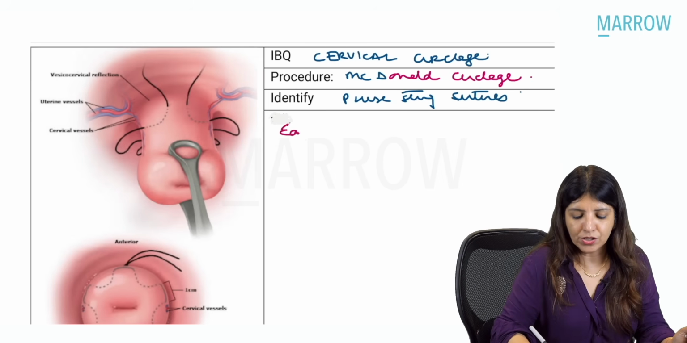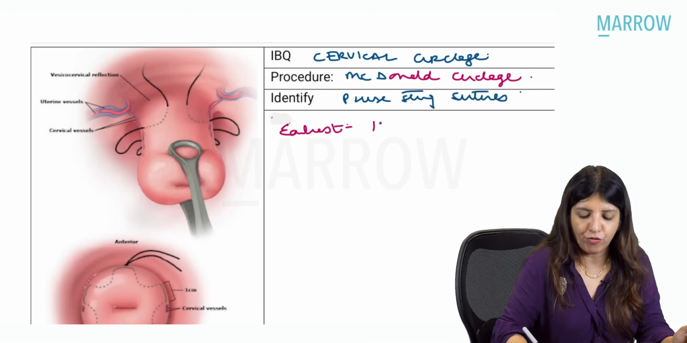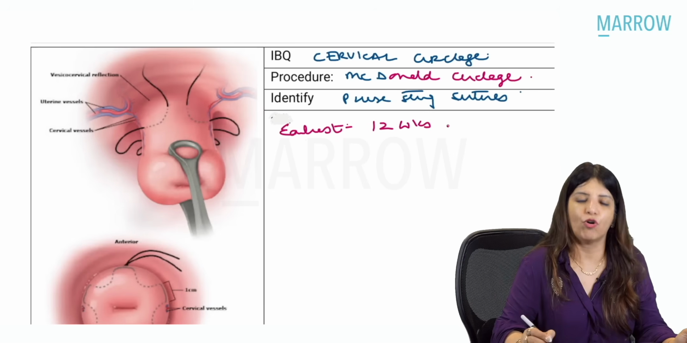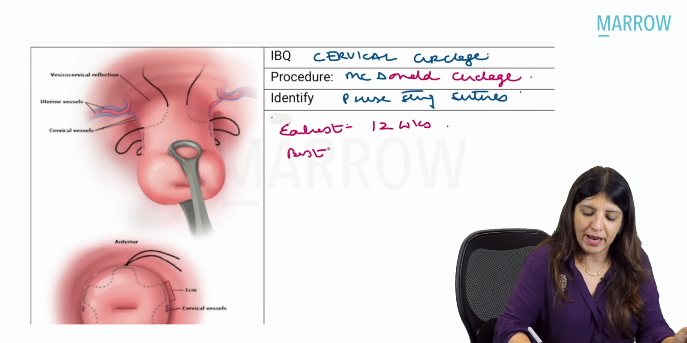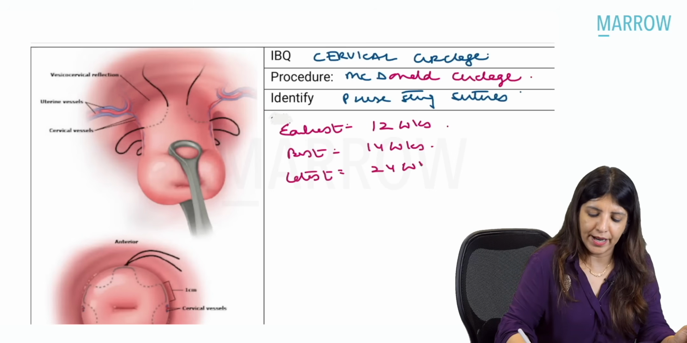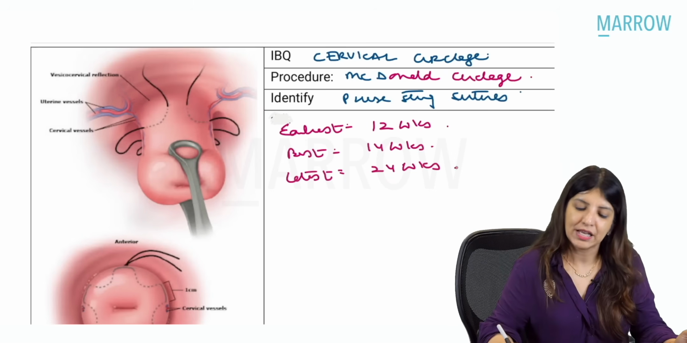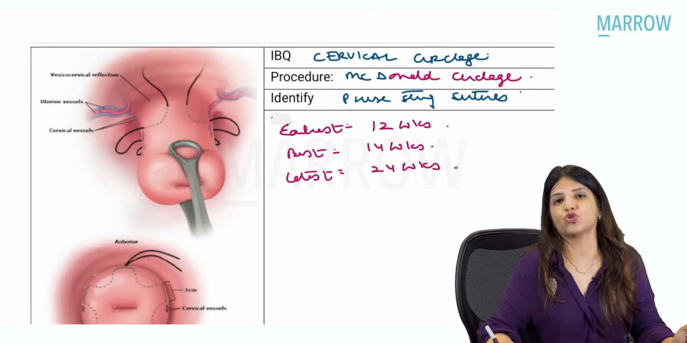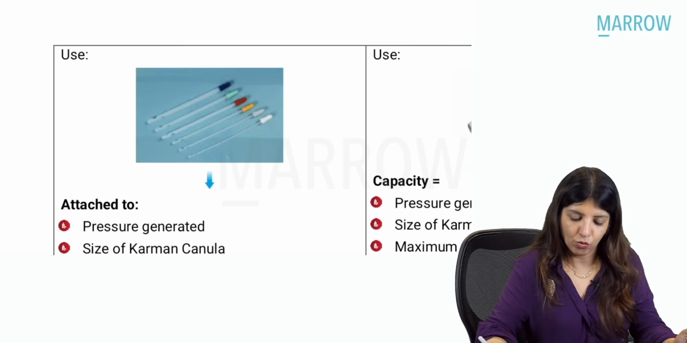Right? When can this cerclage earliest be performed? Earliest, it can be performed by 12 weeks. Best time to do it is 14 weeks. And latest, it can be performed by 24 weeks. When should the stitch be removed? Stitch should be removed at 37 weeks.